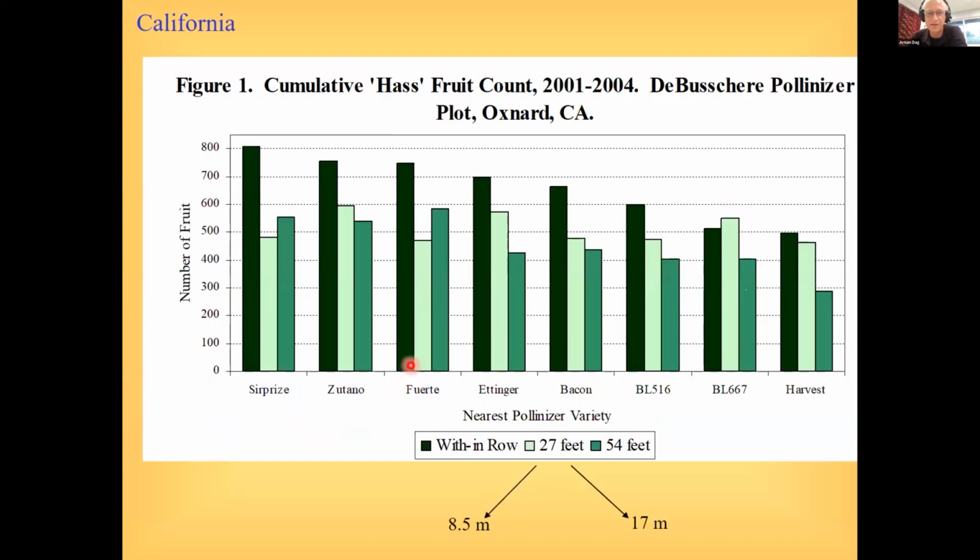this is another study conducted in California. We can see different pollinizers written here on the x-axis, and the different pollinizers have different potency as pollinizer, but we can also see that when the pollinizer is in the row, the productivity of the Hass is high, and then when we go far away, 2 rows and later on 4 rows, the productivity goes down. It was consistent in almost all the pollinizers. So another demonstration of the importance of pollinizer.